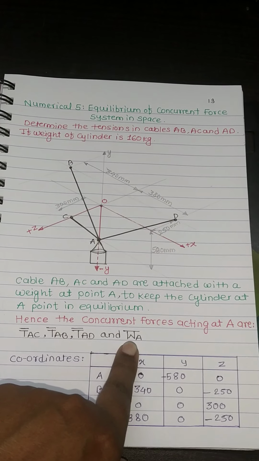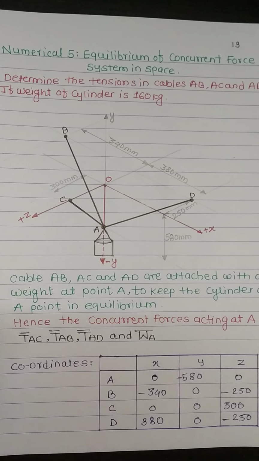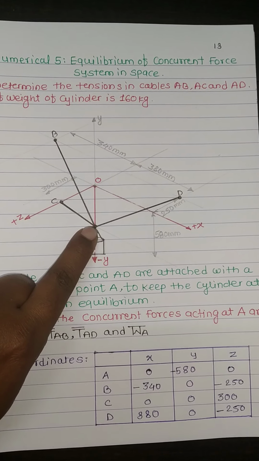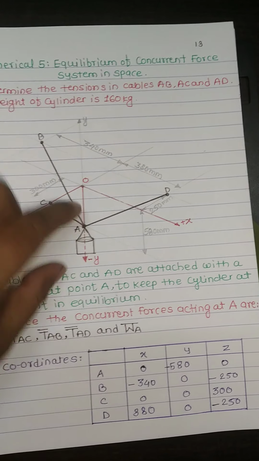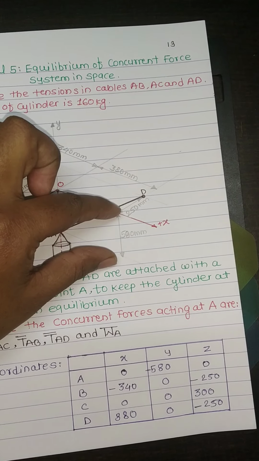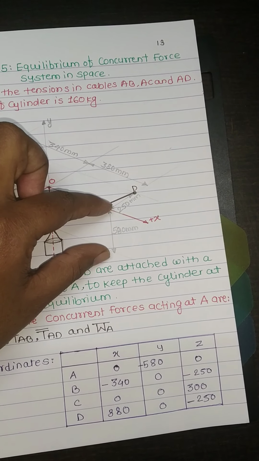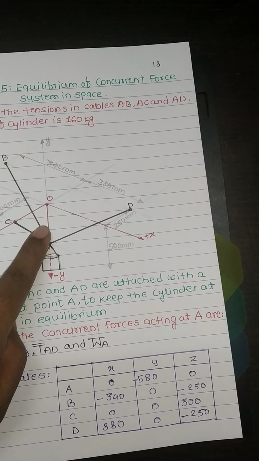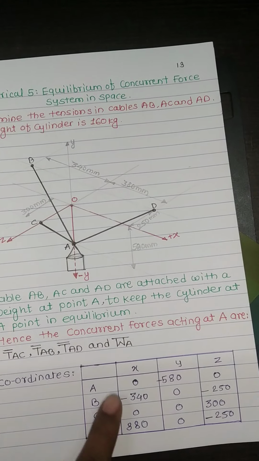The coordinates of the given system are, you can observe, the coordinates for each point. So the coordinates of A: the point A is below the origin along the negative y-axis. So the parallel distance on this y-axis from the origin is given as minus 580 mm. So I have written this as minus 580 mm. As it is lying on the negative y-axis, its x and z coordinates will be 0.